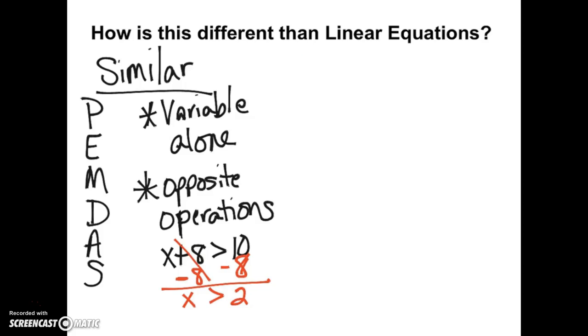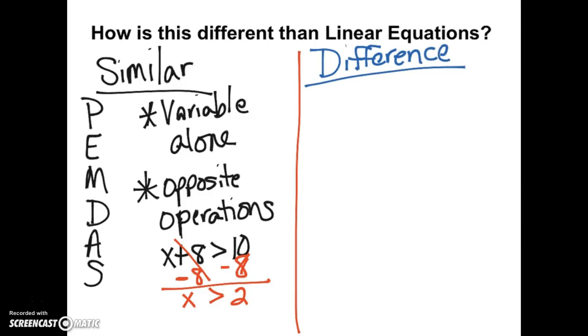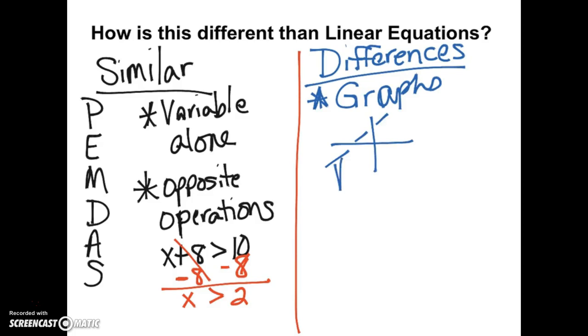So what is different? We do have a few differences. One of the major differences is going to be in the graphs. Okay? And so you're going to notice that graphs of inequalities are going to have, sometimes, dashed lines on them. They're usually going to have some shading, either above or below the line that was graphed.